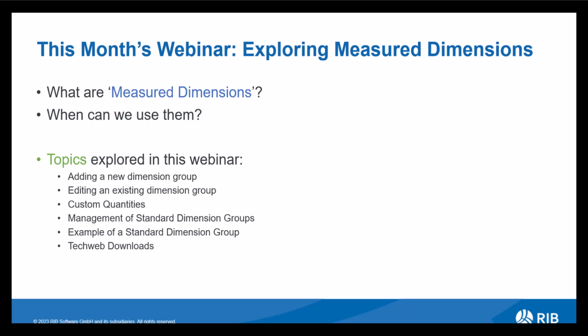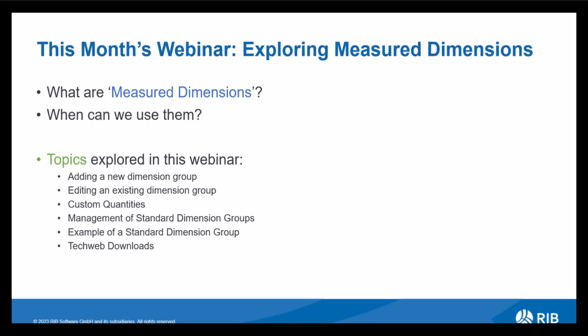So this month's webinar, as previously mentioned, we'll be reviewing the functionality of measured dimensions used within the dimension view within CostX. Firstly, let's discuss what measured dimensions are. So they allow the ability to tell CostX exactly what you want calculated for your measure. When can we use them? So we use these in our dimension groups. There are some standard default fields, but we can add custom quantities as well, allowing you to completely customise your measure to your unique project.